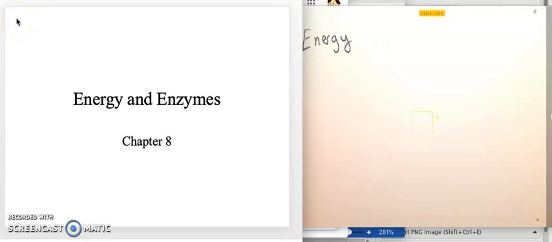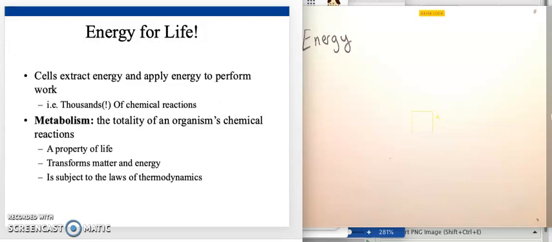Just like we had to talk a little bit about chemistry to understand the biomolecules, we also have to talk a little bit about thermodynamics to understand how energy restricts what living organisms can do. So chapter 8 is about energy on the first part and about enzymes for the second part. So we need energy to do all kinds of different functions in our cells.